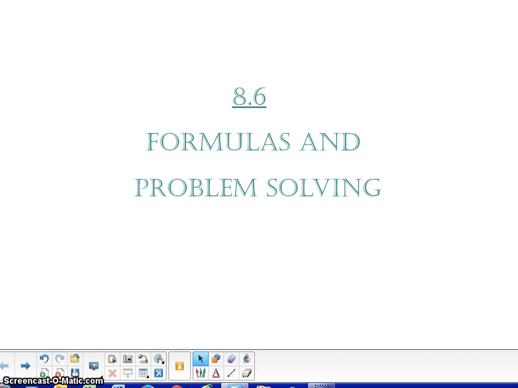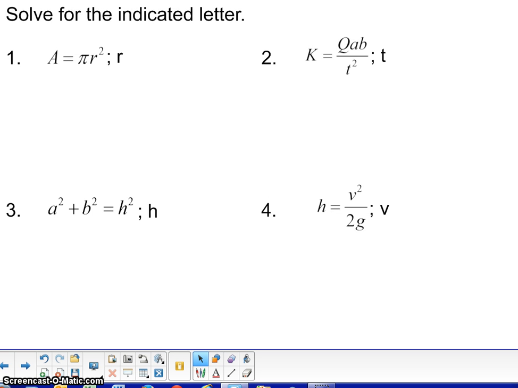All right, hi, this is Mrs. Slater, and today we're going to be working with some formulas and some problem solving. And what I mean by formulas is that you're going to get R all by itself, and you're going to need quadratics to solve. So if you're going to get R by itself in the first one, you first want to divide both sides by pi.